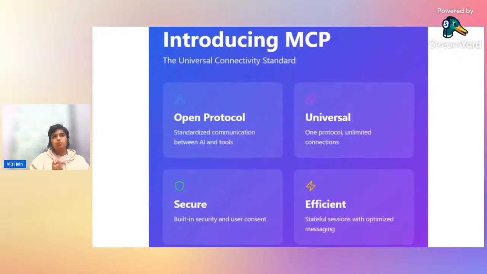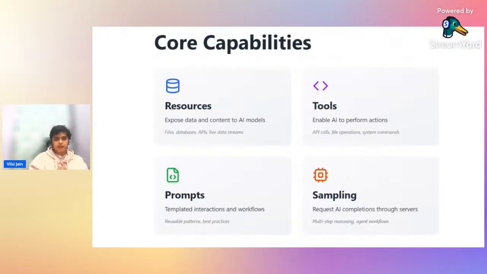Whenever you open VS Code and open Copilot, there is always a prompt asking whether the repository is trusted or not, and then a panel asks to add an MCP to it. So it always asks for consent before using it, right? And it's always efficient. It's a stateful session with optimized messaging. It's not taking any random data, because as a protocol, as we mentioned, it's a very standardized form. That's the thing, right?